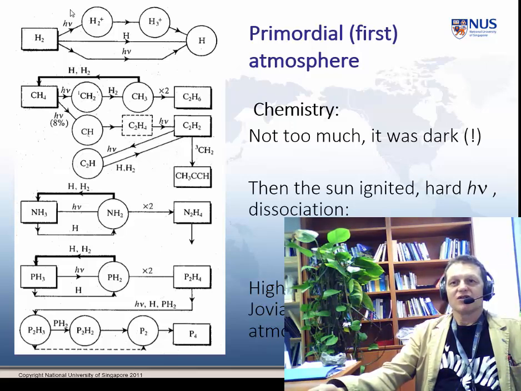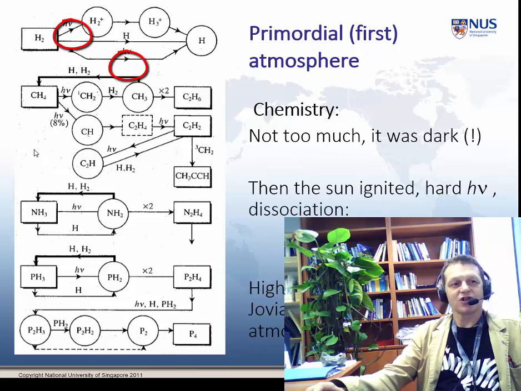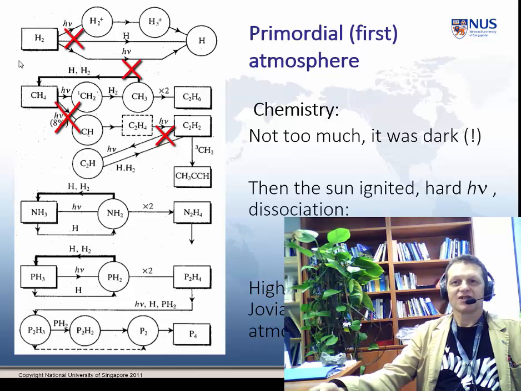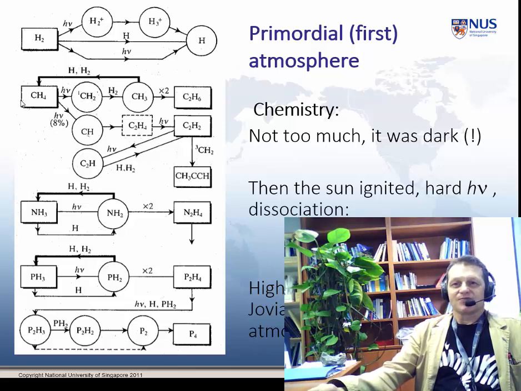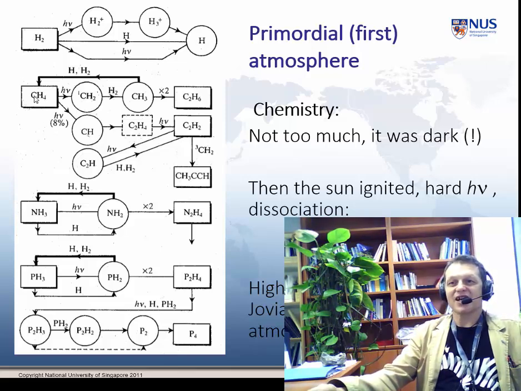Now, h nu, where you see it, is a shorthand for a photon of light. So if the sun is not yet lit, these paths will not really run. So if you look again at these cycles, you've got hydrogen molecules going to hydrogen atoms backwards and forwards. You've got effectively carbon present as methane, because there are no forward paths here which would proceed without photons.